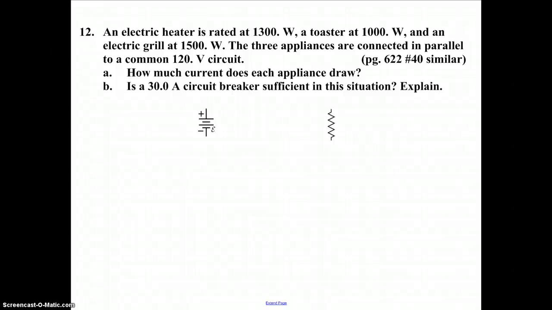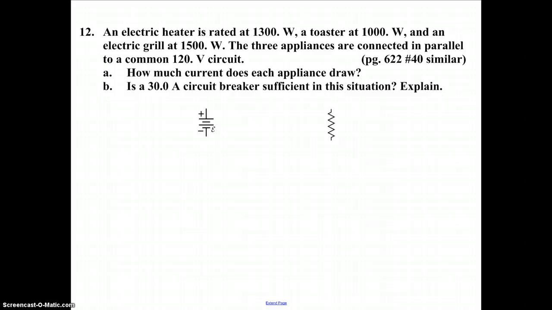This is the solution for number 12 in the AP Current Electricity problem set. This is a really neat practical application problem, a real life problem. We have an electric heater rated at 1300 watts, a toaster at 1000 watts, an electric grill at 1500 watts, and those three appliances are connected in parallel to a common 120 volt circuit.